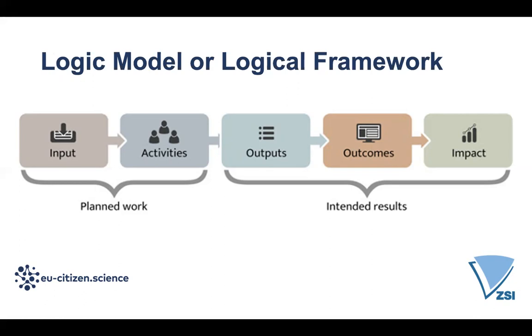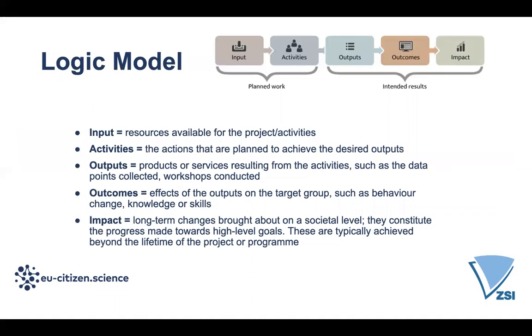It systematically relates the project's inputs, activities, outputs, outcomes, and impacts. By input, we mean the resources available for the project or for the activities. The activities themselves refer to the actions that are planned and implemented to achieve the desired outputs. The outputs are the products or services resulting from these activities, which could be in a citizen science project, for example, the data points that you collected, the workshops that you conducted, etc.